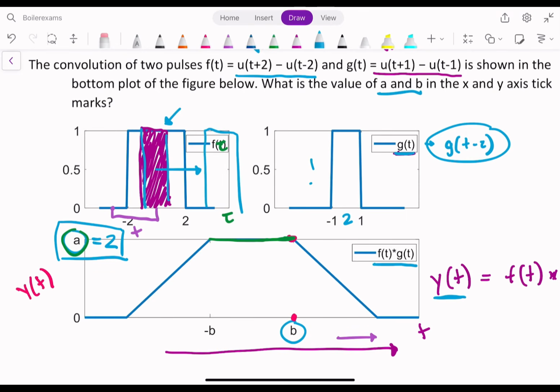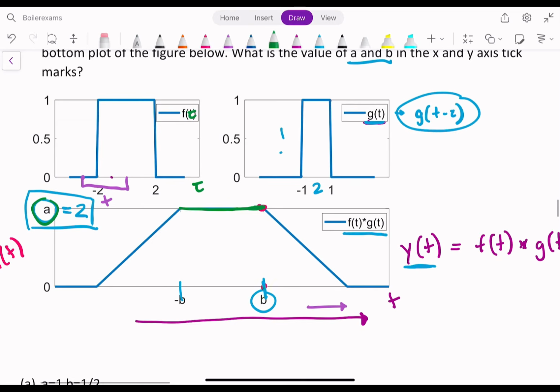And so that's going to be equal to this interval where, somewhere between here shifted up to this point, all of these, and that's represented by these t values. And so then, in order to find b, b is going to be equal to the value at which g of t minus tau is completely consumed by f of tau as we slide it down the tau axis.